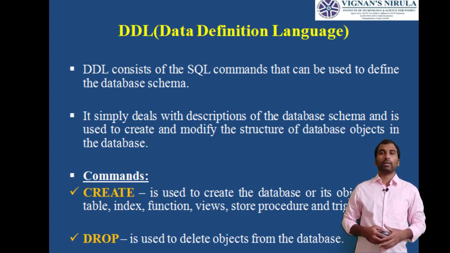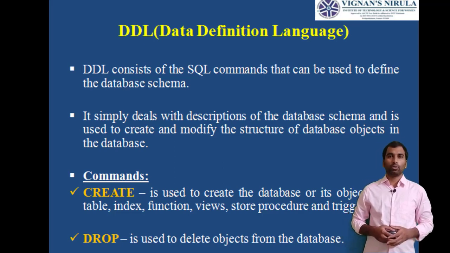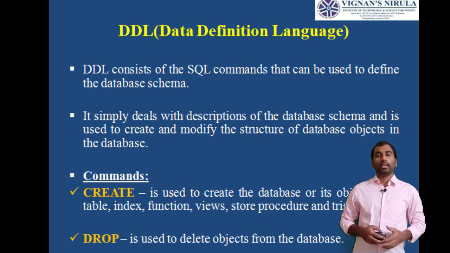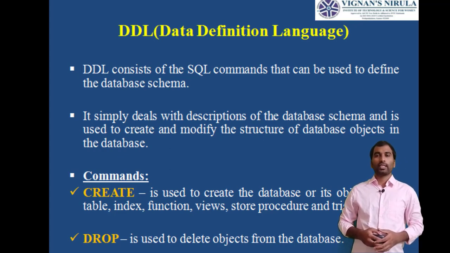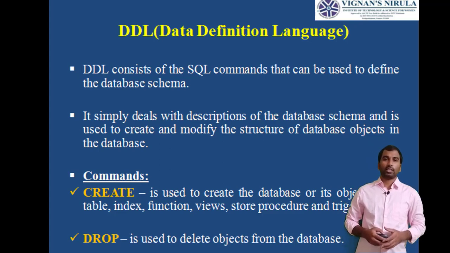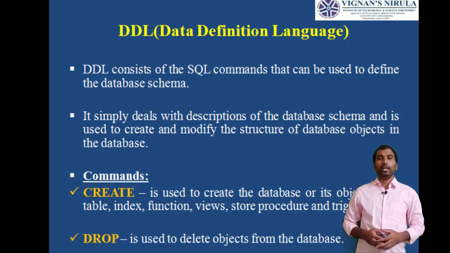Coming to the first one, data definition language. The data definition language consists of the SQL commands that can be used to define the database schema. That means the DDL commands are used to define the structure of a relation. DDL includes changes to the structure of tables like creation of tables, altering a table, deleting a table, etc. All the DDL commands are auto-commit. That means it saves all the changes permanently in the database.